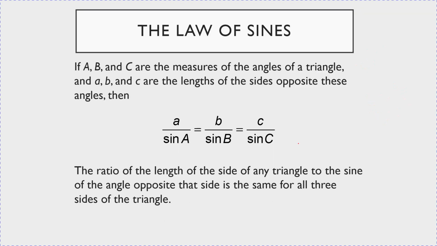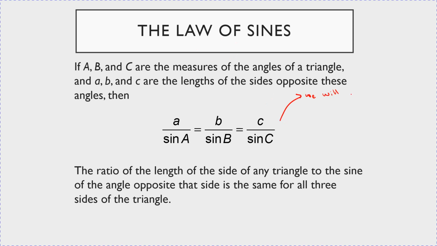So what our law of sines tells us is the following. If capital A, capital B, capital C are the measures of the angles of a triangle, and lowercase a, lowercase b, and lowercase c are the lengths of the sides opposite these angles, then you have these ratios: a divided by sine of A is equivalent to b divided by sine of B, which is also equivalent to c divided by sine of C. And you can use any of these equations in pairs.